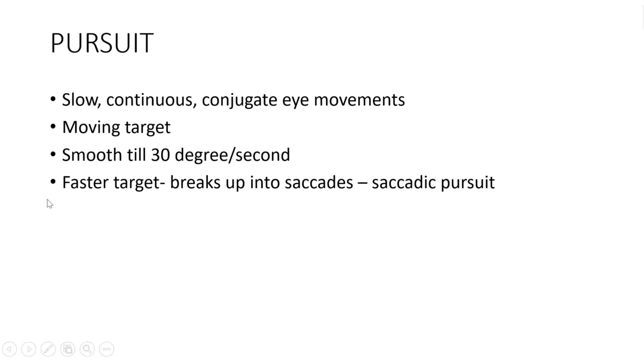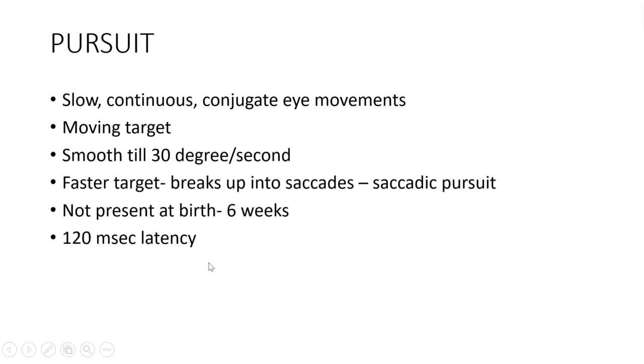If it's a faster target, if she decides to run super fast like Flash, then my pursuit will be broken up into multiple saccades. It won't be a smooth pursuit, instead it will be a saccadic pursuit. Now this particular eye movement, the pursuit, is not present at birth and it comes at around 6 weeks of age, and there is a latency of around 120 milliseconds.